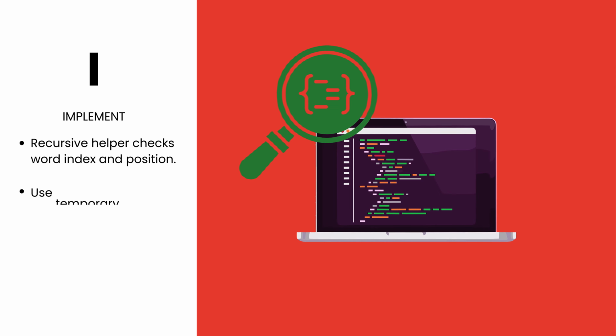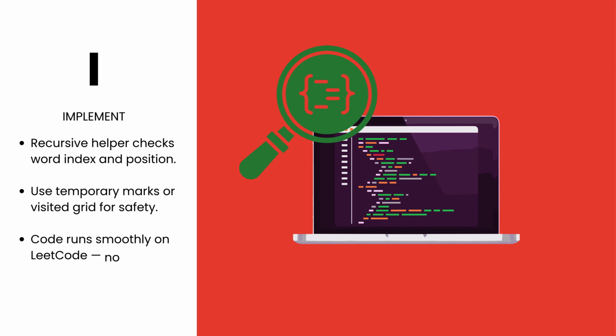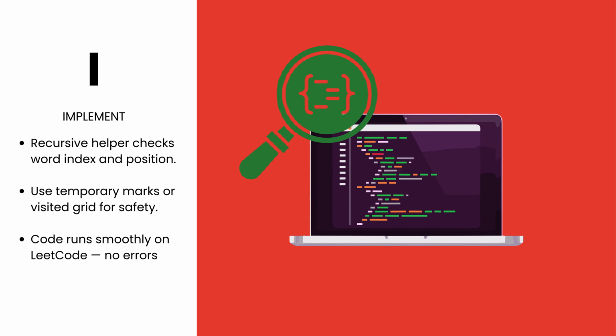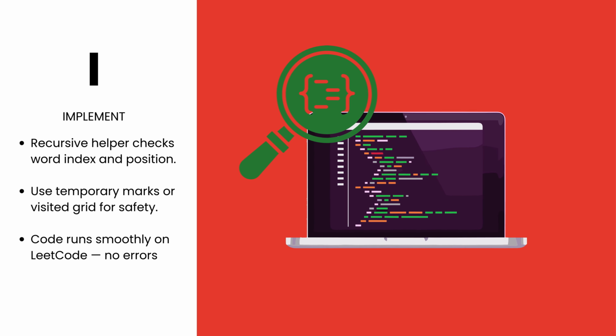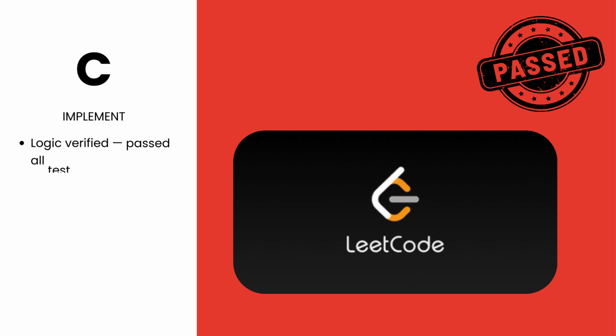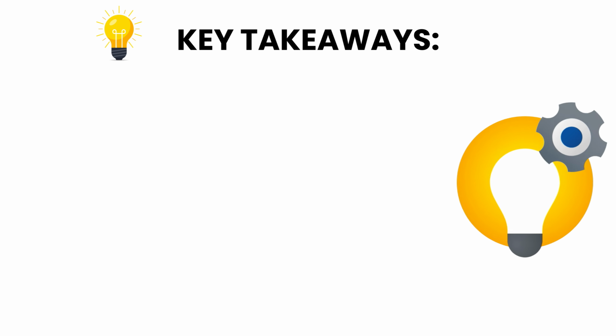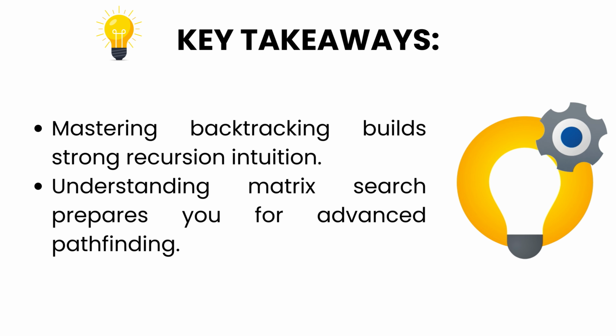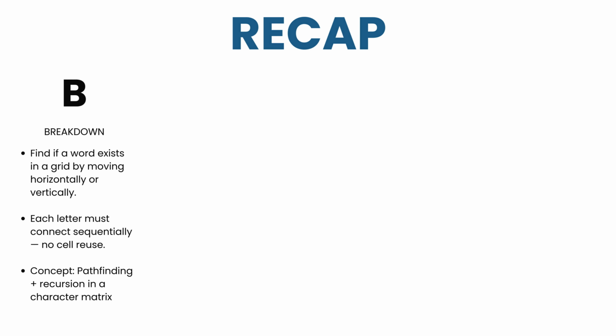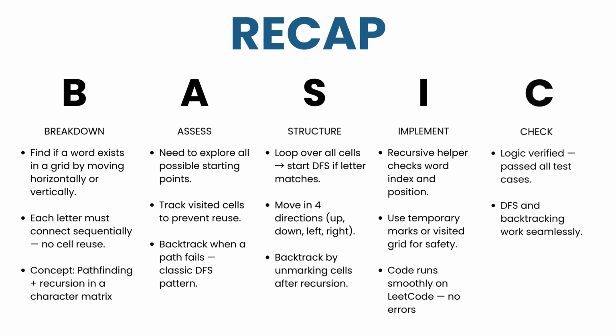We implemented the DFS with careful boundary checks and visited tracking, ran it on LeetCode, and everything executed flawlessly, no errors, no infinite loops. After testing across multiple grids and edge cases, every run produced the expected results, confirming that our backtracking approach is both correct and efficient. The takeaway? Backtracking isn't just about recursion, it's about control. Knowing when to explore, when to back out, and how to track state cleanly is what makes this pattern so powerful. Master this, and any matrix or pathfinding problem will start to feel like second nature.